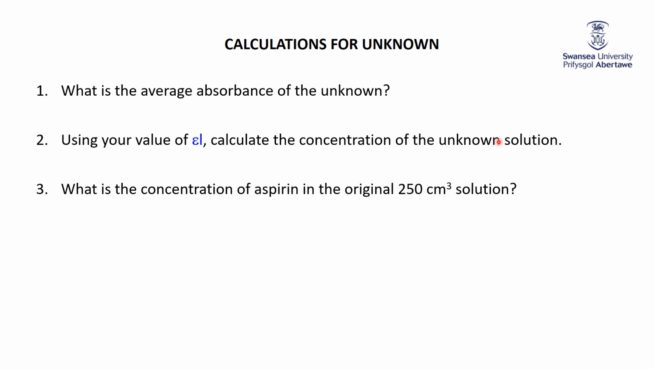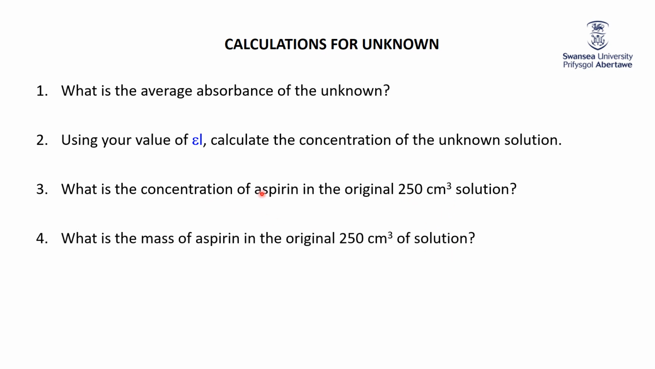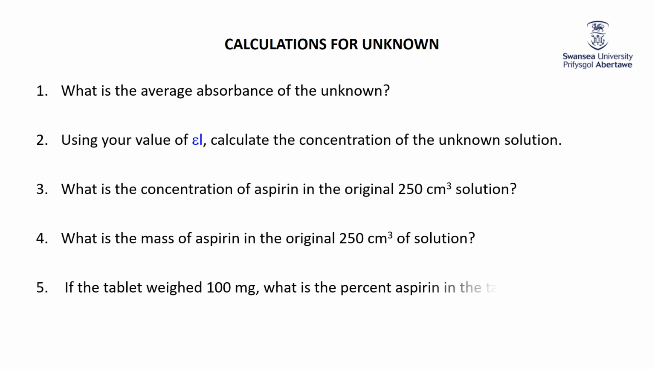Of course that concentration was diluted, so now you need to work backwards to get to the concentration in the original 250 cubic centimeters. Once you've got the concentration of aspirin in that 250 cubic centimeters, you can get the mass of the aspirin in that 250 cubic centimeters. And if each tablet weighed about 100 milligrams, what was the percentage of aspirin in those tablets? Do those calculations, pop your answers into my online answer sheet.